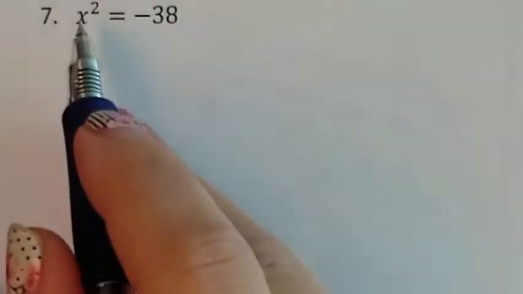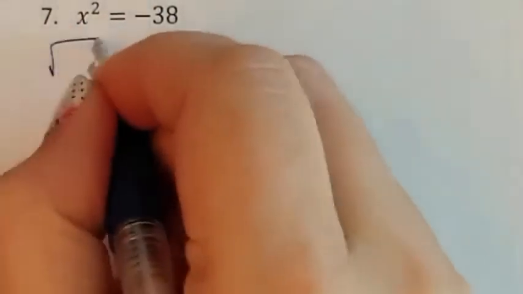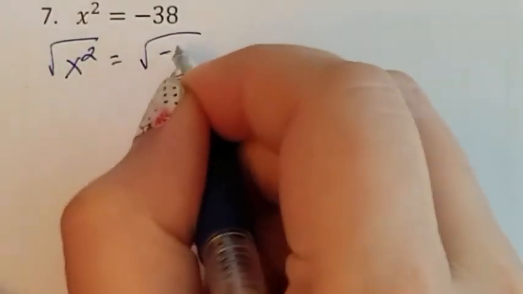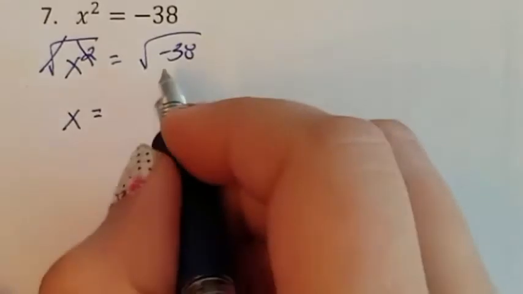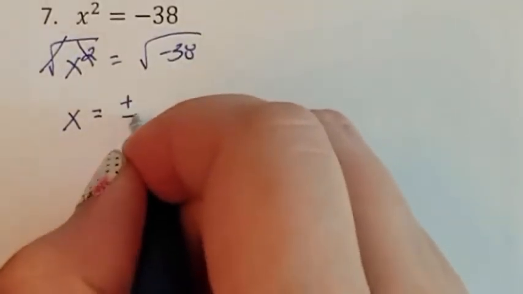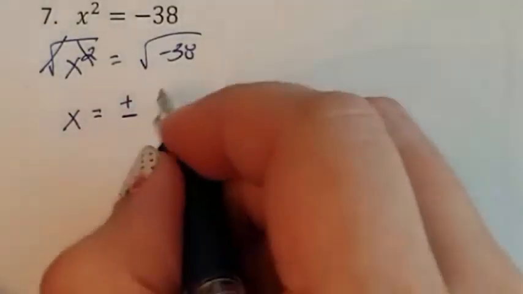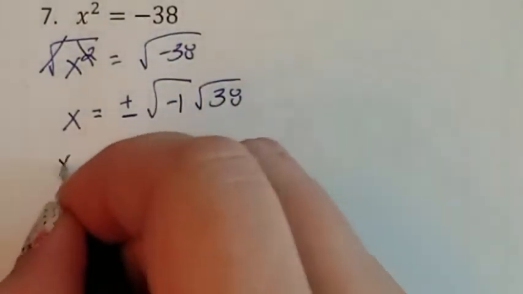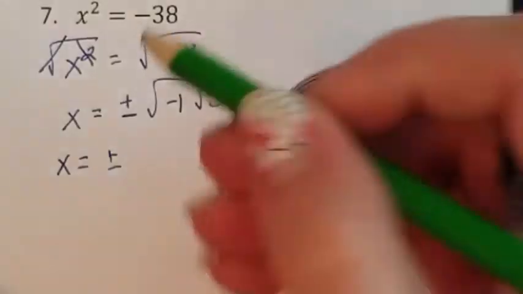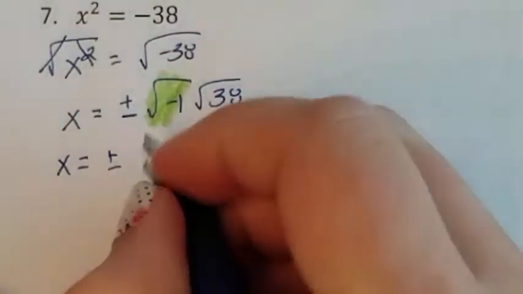Problem number 7. We just need to get the x by itself. So we're going to take the square root of both sides. The square root of x squared is x. You chose to take the square root. If you choose to take the square root, you need the plus or minus. I need to separate the negative 1 from the 38. x is plus or minus. The square root of negative 1 is i.